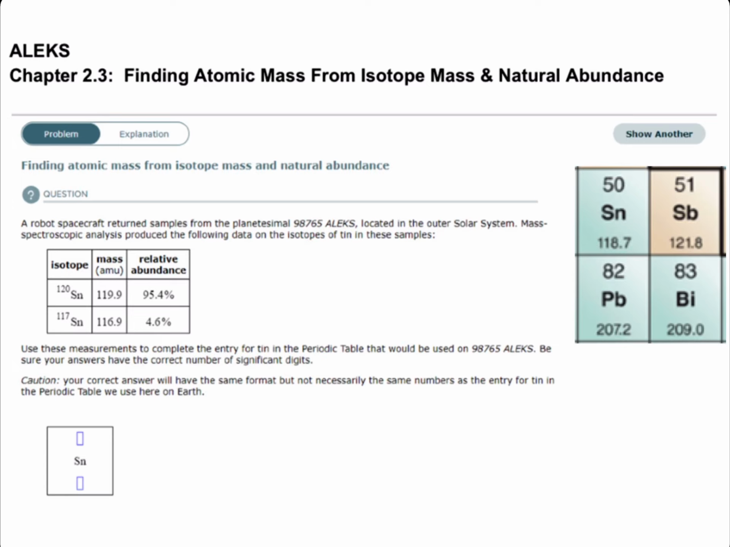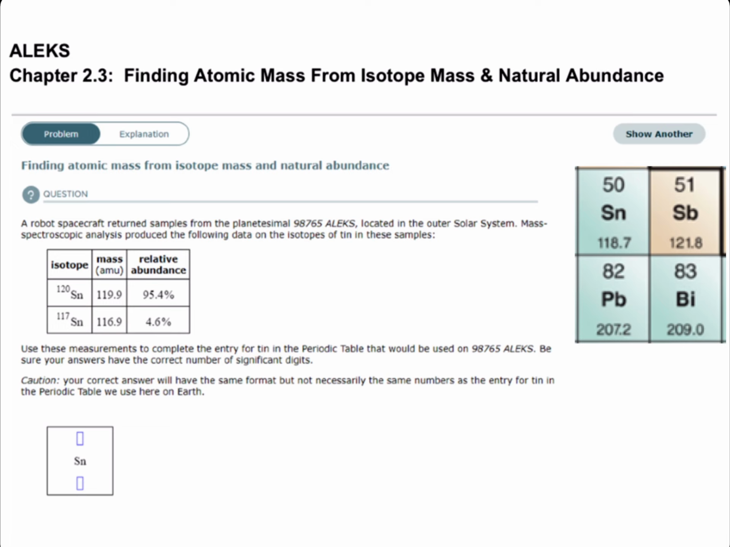We're going to work on a problem from ALEKS that deals with finding atomic mass from isotope mass and natural abundance. This problem comes directly from ALEKS, and the story problem says that there's a spacecraft that goes to a make-believe planet and collects samples of isotopes. Our job is to figure out the average atomic mass of these isotopes and its atomic number.